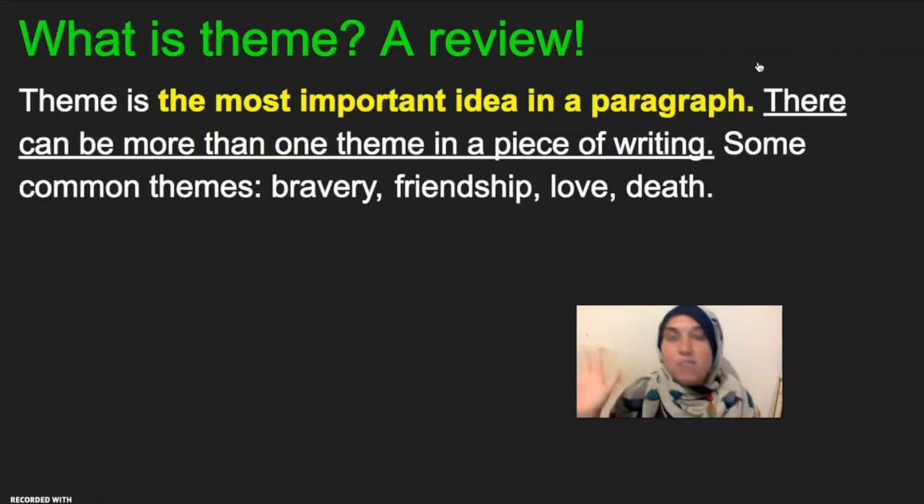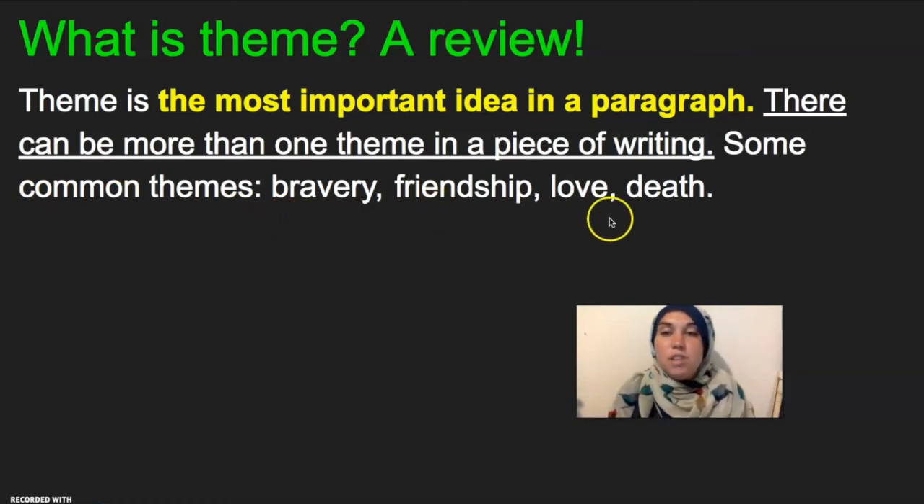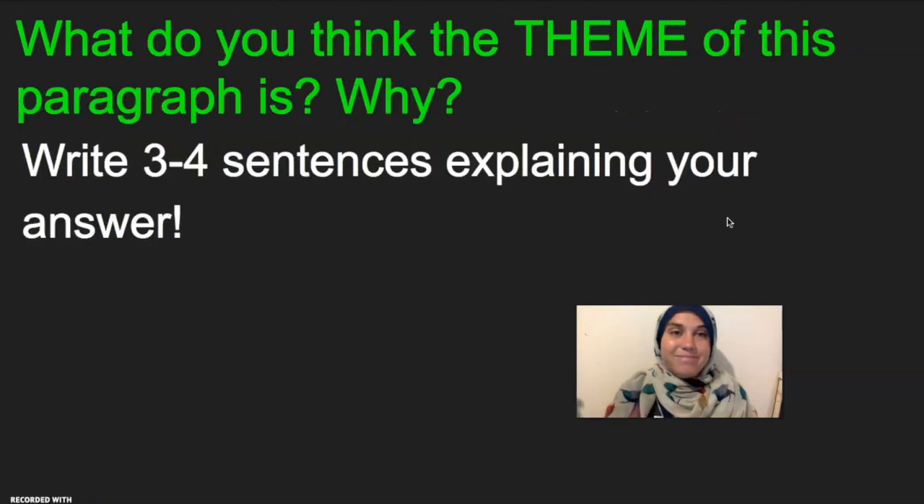You can have 5 or 6 different themes. When we read The Wizard of Oz, we had 4 really important themes, okay? So there can be many different themes in writing, okay? Some common themes we have are bravery, friendship, love, death. There's many different themes out there. The more you read and the higher up you go in your English classes, the more you'll learn about theme, okay? So let's try to think about what the theme of our paragraph about Stanley and Zero could be.